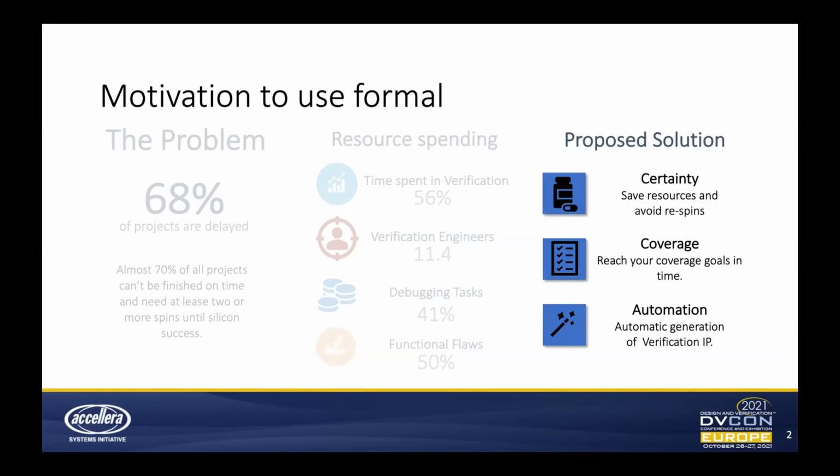We have some more certainty because we have a well-established relationship between the different models, so we can save resources and avoid respins by finding bugs. In the end, everybody is happy when he reaches the coverage goals, and reaching the coverage goals in time can be challenging from time to time, especially when the state space becomes really, really deep for designs. And lastly, to make such an approach work, we need some automation, and I will present an idea how you could automate such a flow.